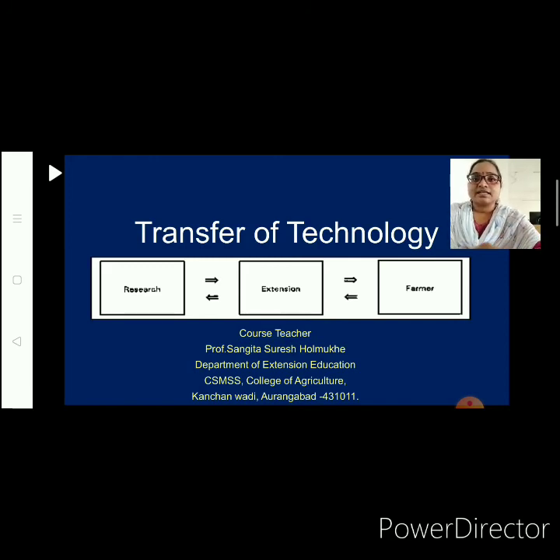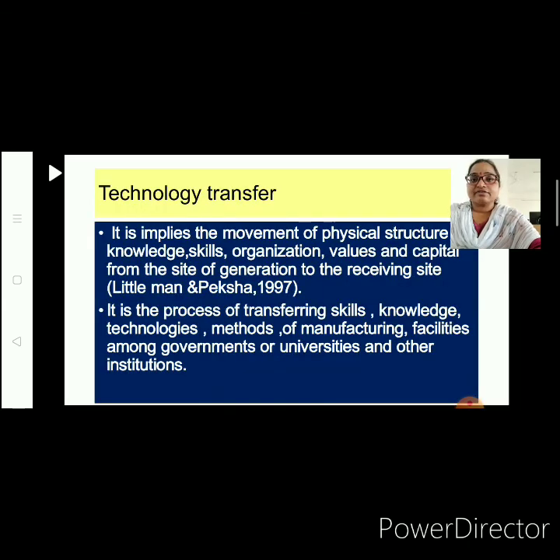So here we will see next, what is the definition of technology transfer. Technology transfer is a type of movement from one person to another person. Whenever we share our ideas, our skills, our organizations, and these values and capitals, that is a transfer. But whenever you are transferring technology and knowledge based skills, that we can say is technology transfer.